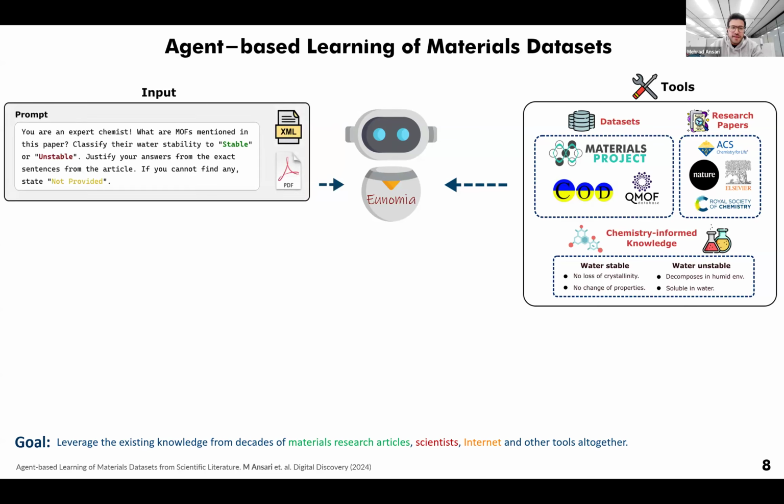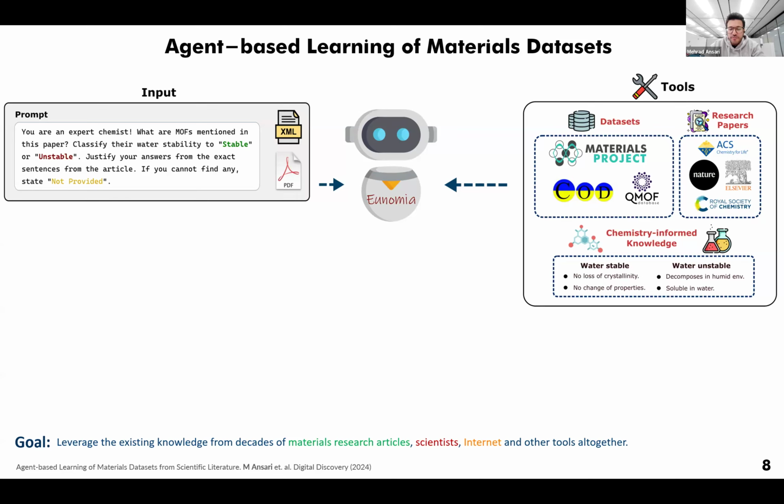How it works is that in a very simple way, you just give the model your document as a PDF or XML. In this example, we are interested in water stability of MOFs, and we want to do a ternary classification: stable, unstable, or not provided if the paper does not contain that information. So the chemistry-informed knowledge is actually incorporated into the model very simply in natural language text.